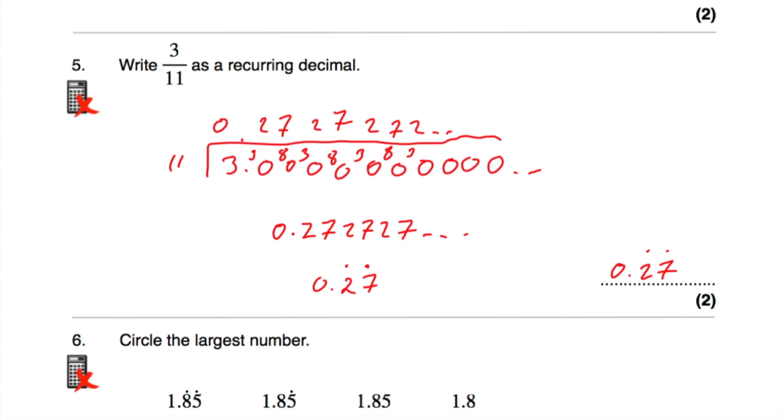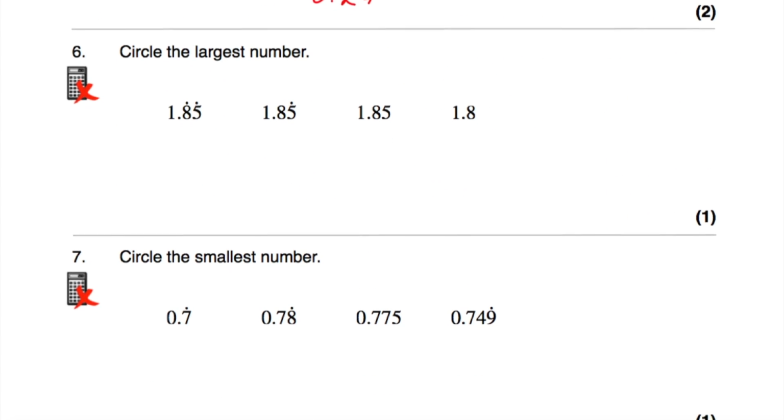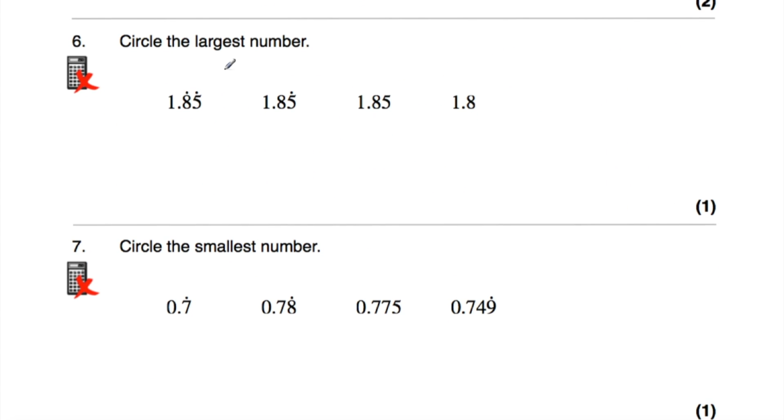Okay, let's have a look at question number 6. Question number 6 is circle the largest number. So let's have a look at these numbers. Let's look at the units or the ones column. We've got 1, 1, 1, 1, so that's not going to help us. Then if we look at the tenths, we've got 8 tenths, 8 tenths, 8 tenths, and 8 tenths. So that's not going to help us. If we then look at the hundredths, this one's got 5 hundredths, this one's got 5 hundredths, this one's got 5 hundredths, and this one doesn't have any hundredths. So this is our smallest number. So let's cross that one out. It's not going to be 1.8.